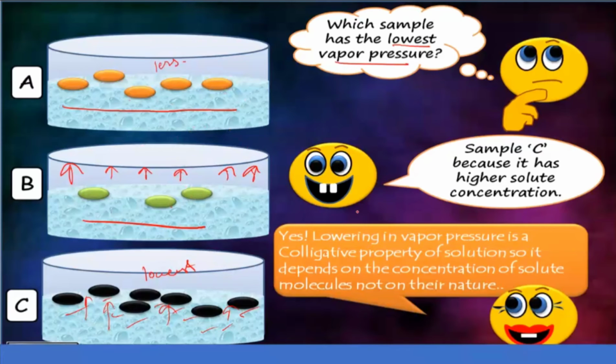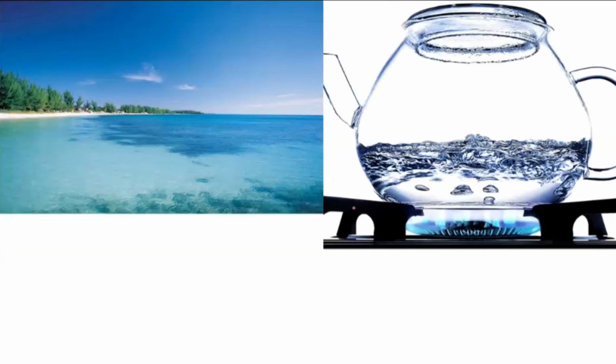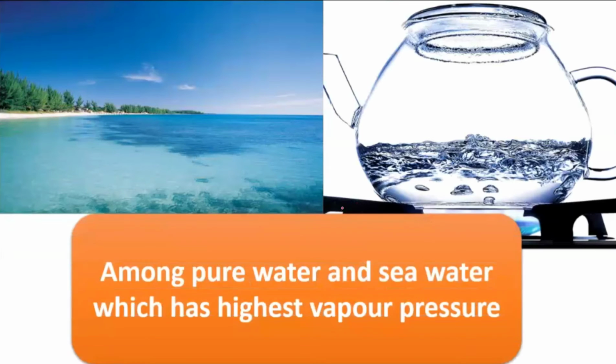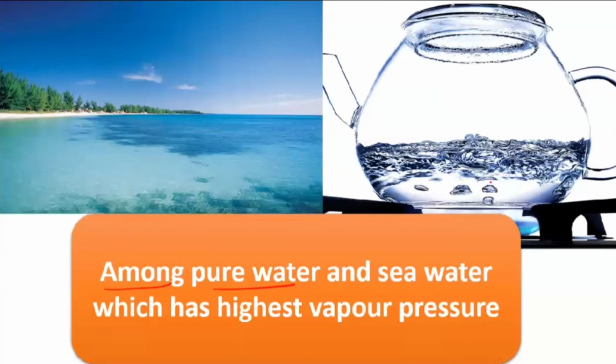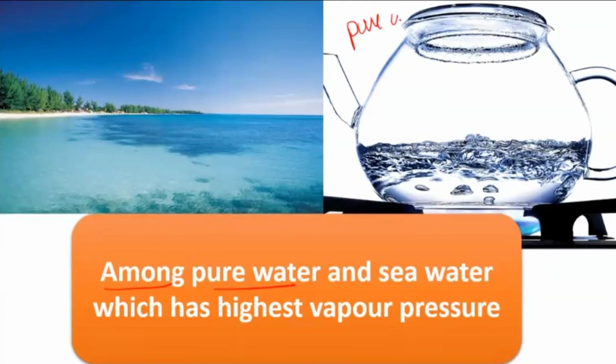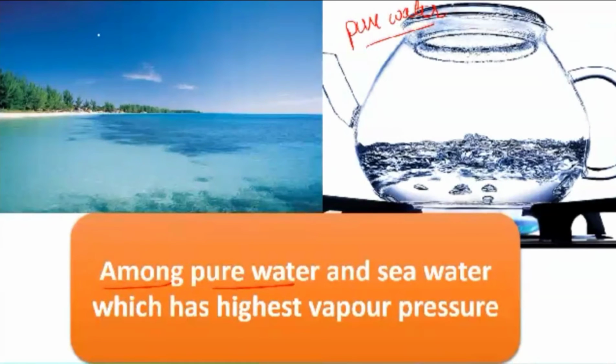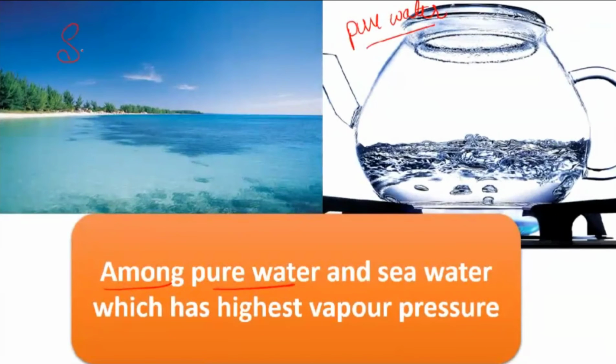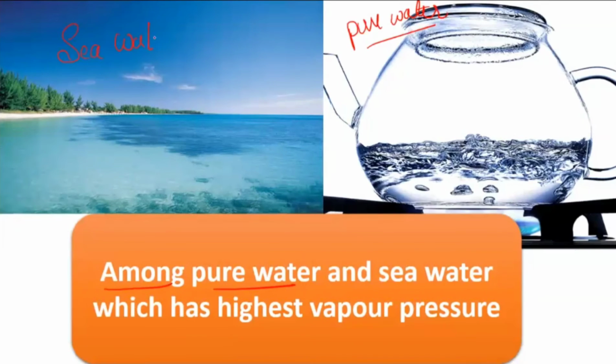Okay, next. I'll go for next now. Next is again a question. You can see two pictures here. The question is, among the pure water, you can see on this side you have pure water. This is pure water. And the other side you can see sea water. Here you are having sea water. So your question is, which has highest vapor pressure? Whether it is sea water or whether it is pure water.